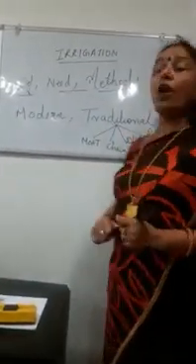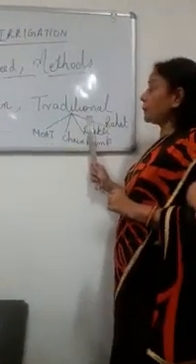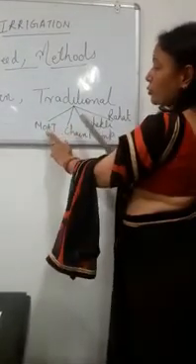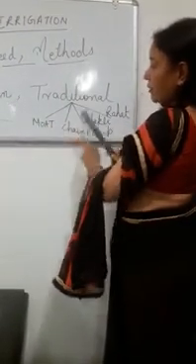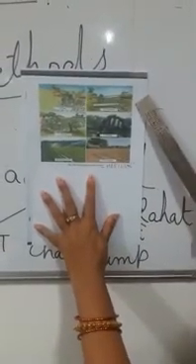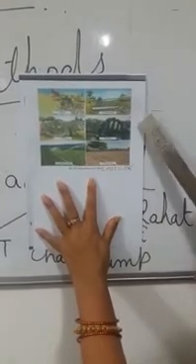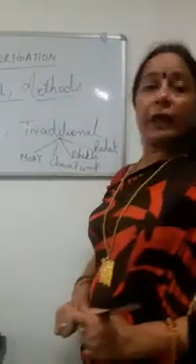There are different methods of irrigating field. First is the traditional method. In this method, 4 different processes are used. Fields are irrigated with the help of moat, with the help of chain pump, with the help of rahat, with the help of dhekli. I'll show you the picture. See, this is a moat. This is a chain pump. This is a rahat, and this is a dhekli. So these all are traditional methods of irrigation.